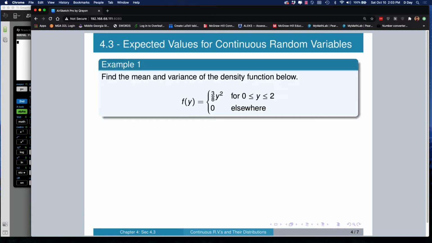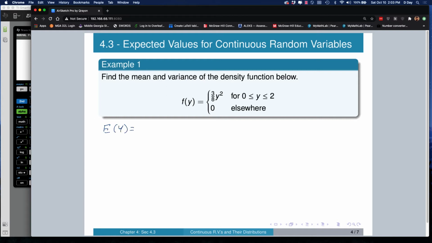So let's get into it. I've got about 3 examples here that I'm going to do with you, and we're going to find the mean and variance in each case. For the first one, I've got the PDF little f of y equal to 3/8 y squared over the interval 0 to 2 inclusive, and 0 elsewhere. We do not have to find the CDF here, but we do need to find the expected value. So we're going to start with that.